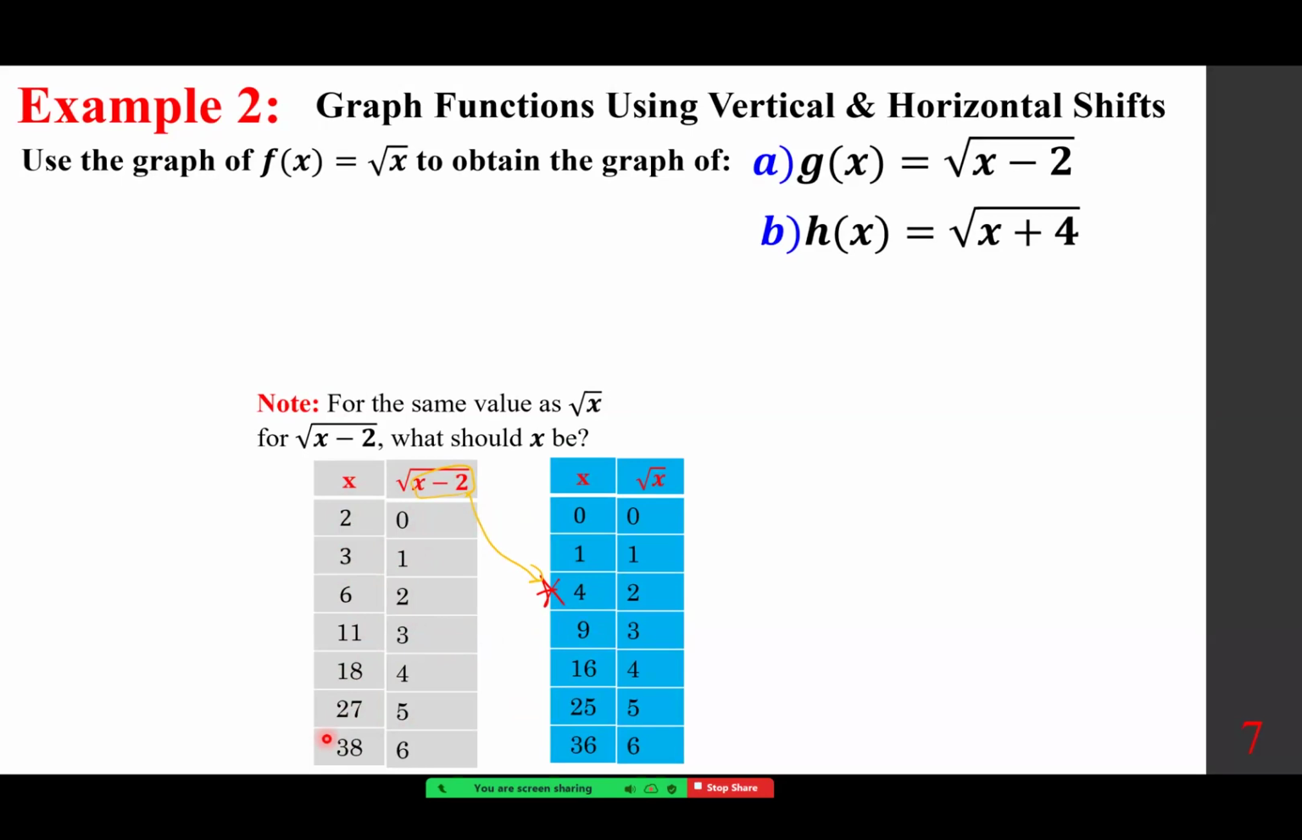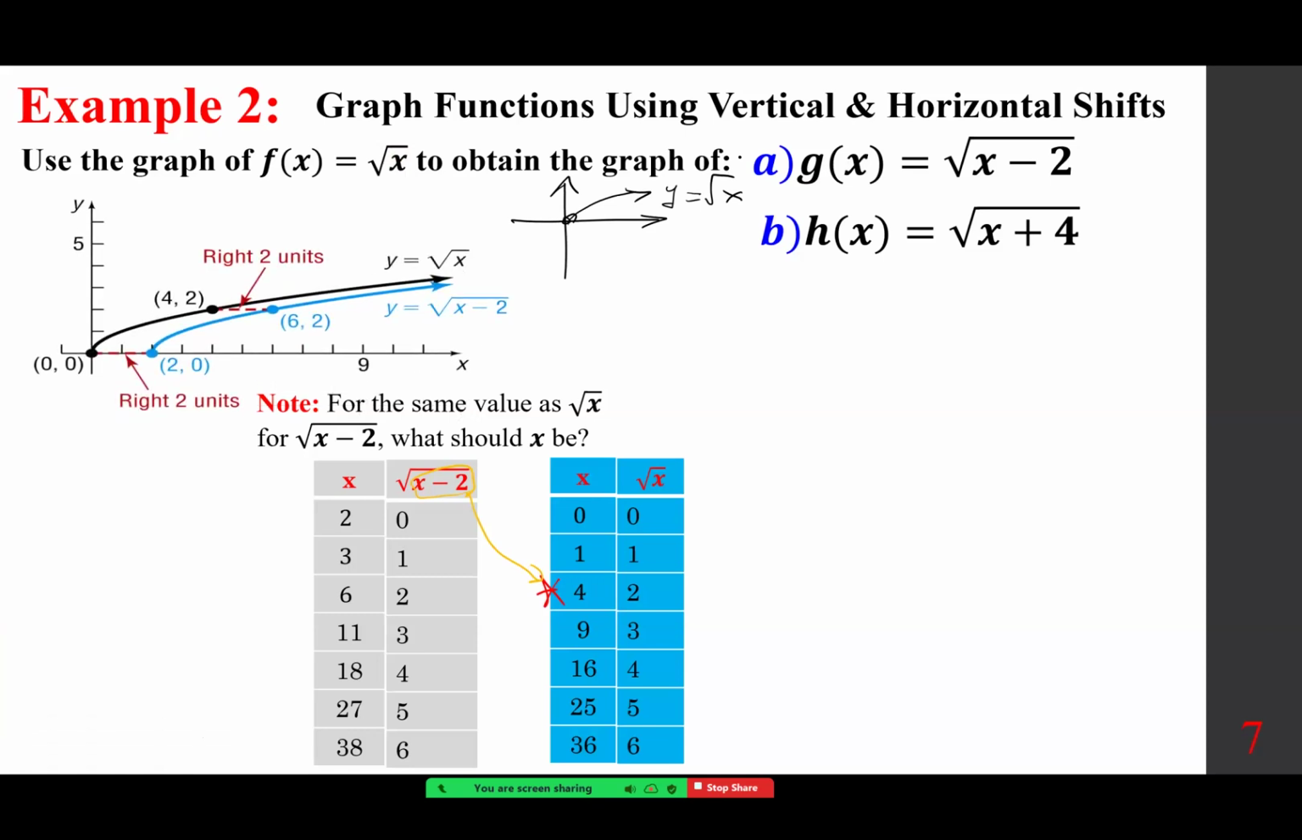So that makes it pretty straightforward that when we graph the square root of x minus 2, right? Because we are supposed to know this basic graph, y equals square root of x. It's shifted right by 2 units, according to this column. We move it to the right by 2 units.